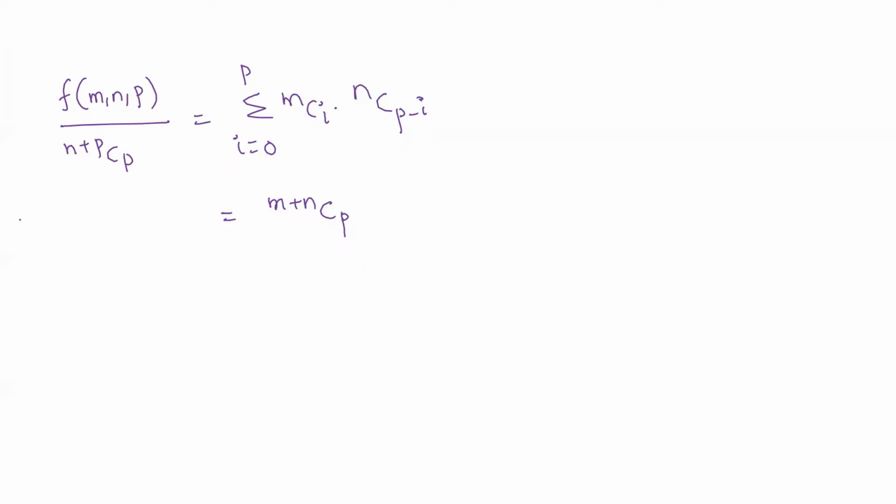Right? So that is what we got here. So f of m comma n comma p upon n plus p Cp is going to be equal to m plus n Cp. So that is what we got here.